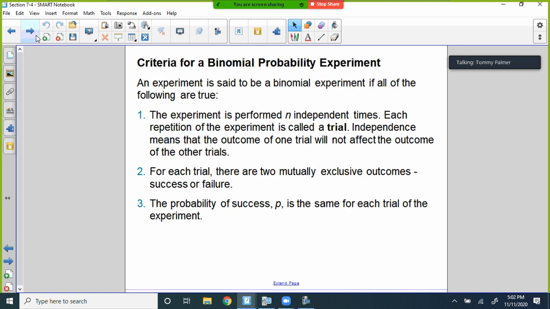So the criteria for a binomial probability experiment: the experiment is performed a fixed number of times, so there's a set number of trials, right? Independence means that the outcome of one trial will not affect the outcome of the other. For each trial, there are two mutually exclusive outcomes, success or failure. You either have one or the other. And the probability of success, P, is the same for each trial of the experiment, all right? Now, again, that's a refresher of binomial probabilities, and we did that, I think, in chapter 6.